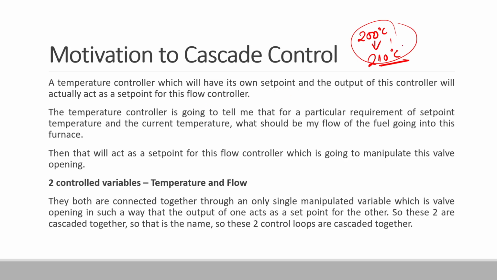So the output of this will act as an input or the set point of the flow controller. That is, the temperature controller is going to tell me, for a particular requirement of set point temperature and current temperature, what should be my flow of the fuel going into this furnace. So this will act as a set point for this flow controller, which is going to manipulate the valve opening. So over here, yes, we are having two control variables, and both of these control variables are connected through a single manipulated variable, that is the valve opening, such that the output of one acts as a set point for another. So these two are cascaded together, so that is why we call it the cascade control strategy.